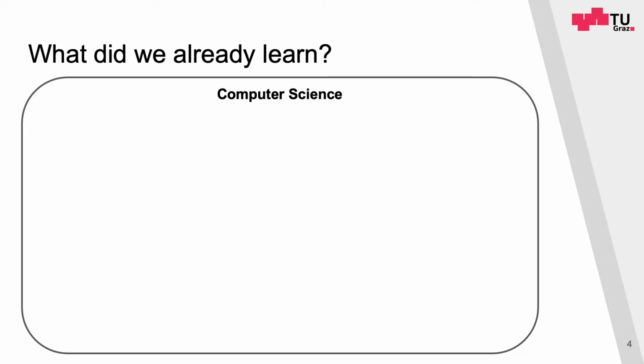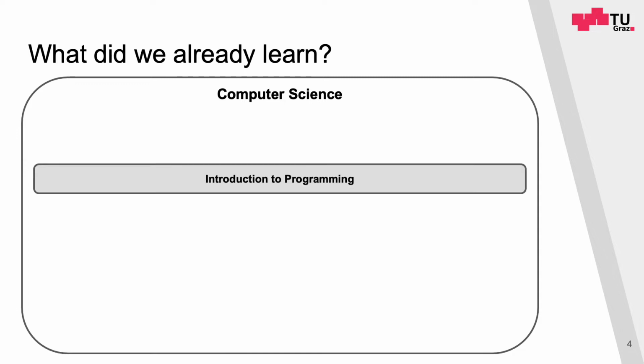Considering that computer science is more than just computers, let's take a look at what we have already learned in this course. First, we started with an introduction to programming, where we covered the different programming tools and learned the basics of the Python programming language.